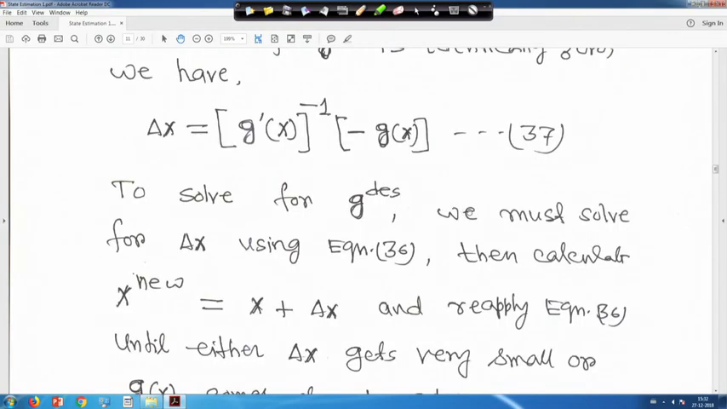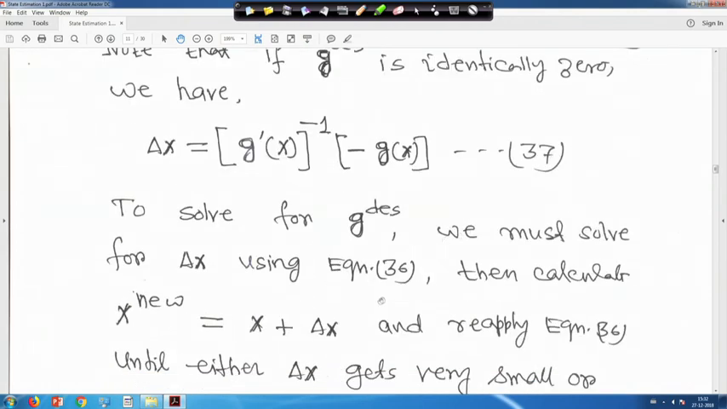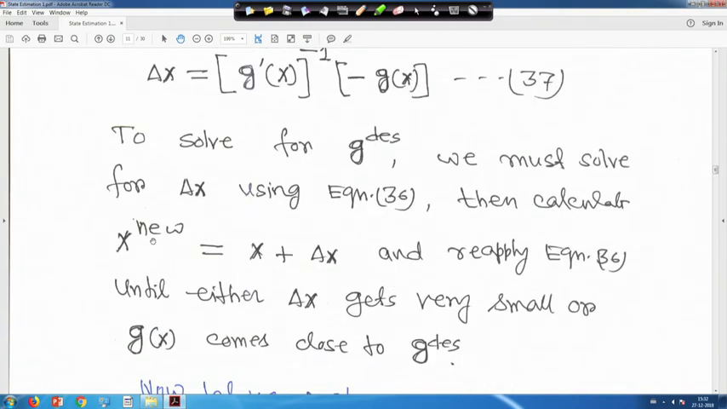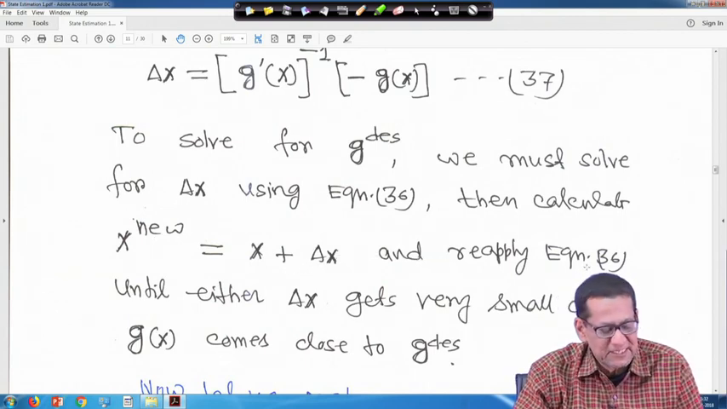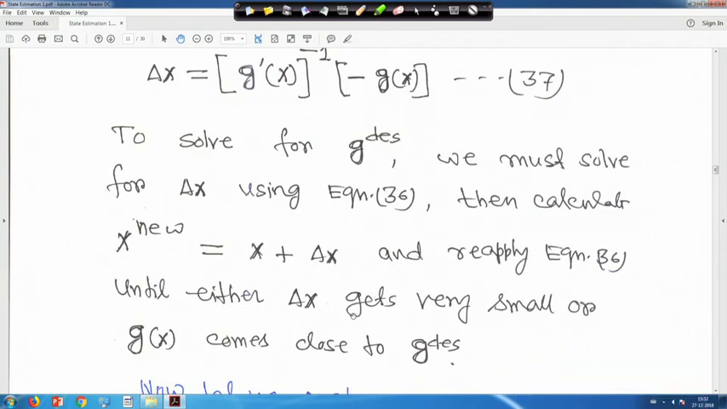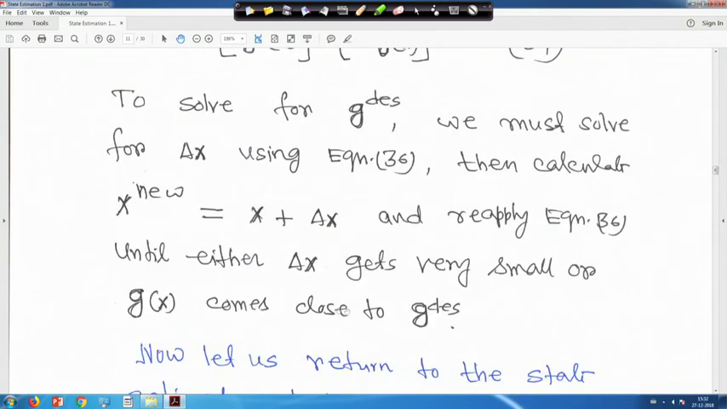Okay, we are back again to this equation. Now, to solve for g desired, we must solve for delta x using equation 36, which I have shown earlier. Then calculate x new, the new values of all x, equal to x plus delta x, and reapply equation 36 until either delta x gets very small or g of x comes close to g desired.